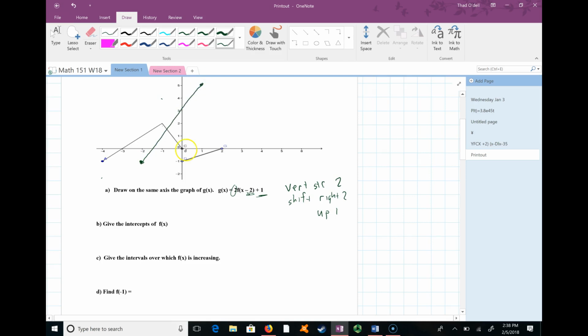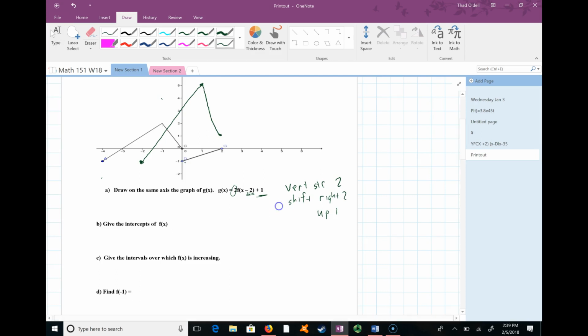Then do the same thing with C. Notice C is at 0, 0. So the vertical stretch of 2 is not going to affect that, because if it's 0 away from the x-axis, multiply it by 2, 2 times as far from the x-axis is still 0. So it's only going to be shifted right 2 and up 1. So I would sit right there, and this goes down like that. Okay.